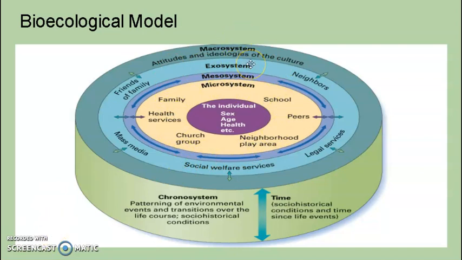We'll now move on to the exosystem. The exosystem is an element of your environment that doesn't directly impact you, but it does have an indirect impact. For example, it could be your father's workplace. It doesn't directly impact you, but indirectly there will be a reaction were your father, for example, to have to work nights or if he were to be retrenched. So it does have an impact on you. Your neighbors, the legal services and the mass media all have an impact on you as an individual.